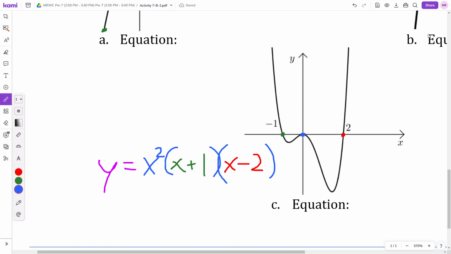Wow, that's it. Well, my friends, I hope you enjoyed that. I hope that was helpful to you. We all learned a little something about graphing these polynomials.